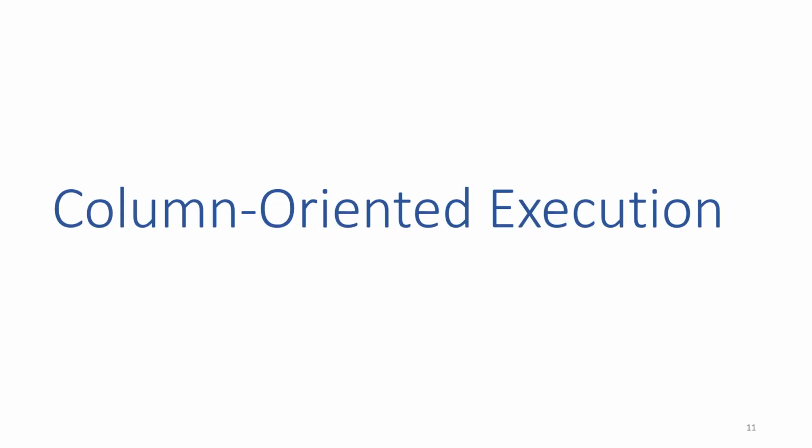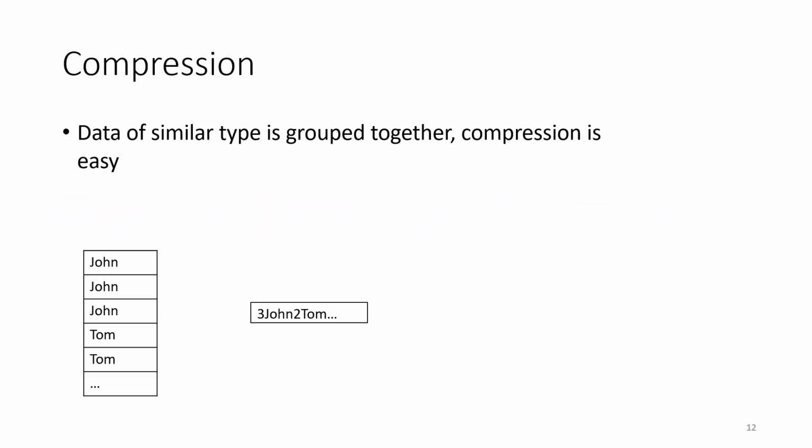We'll discuss column oriented execution. Column oriented execution is a strategy primarily associated with column stores, as they organize data by column rather than by rows. There is compression. Data of similar type is grouped together, so compression is easier.